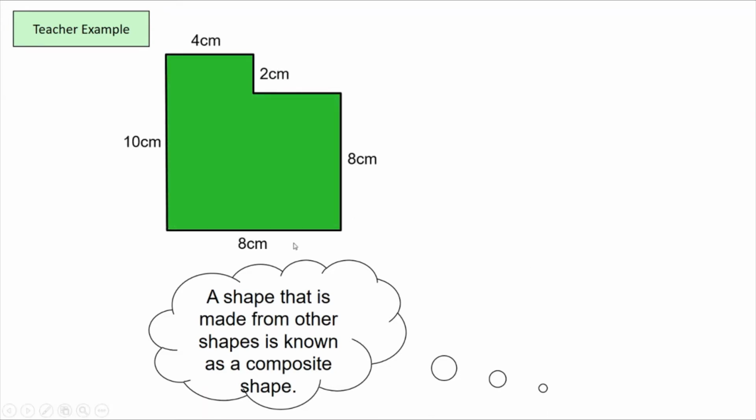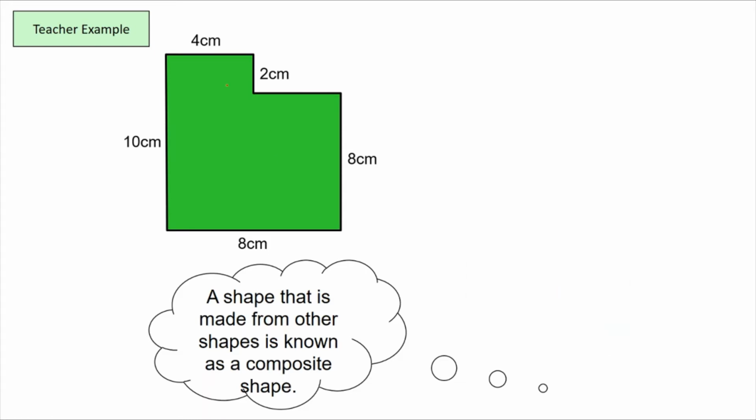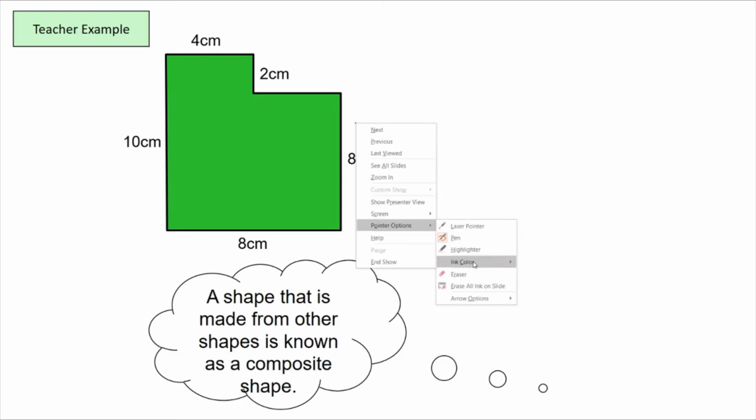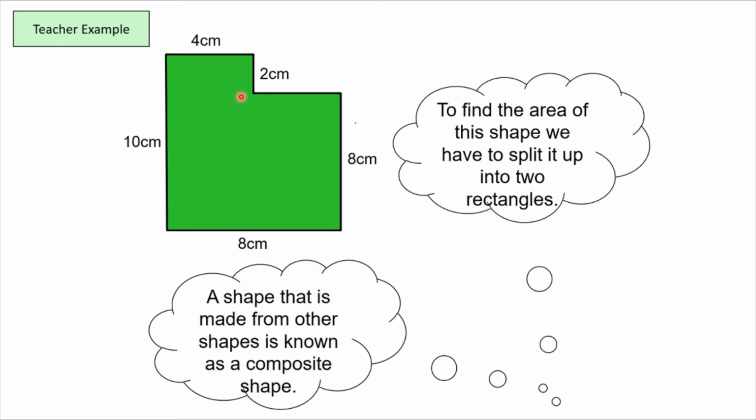This is a composite shape. What we can see with this shape is that it is basically made by two different squares, or two different shapes, or two different rectangles. So, in this example, what we can do to find out the area of this shape is break it down. So, we have to split it up into two rectangles. So this exact shape actually can be split into two rectangles.